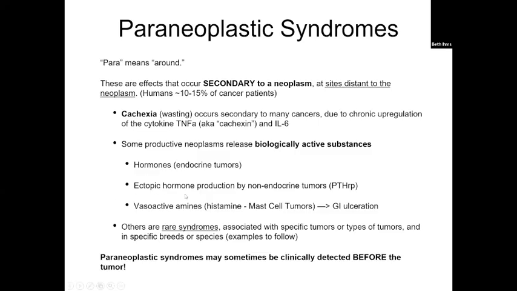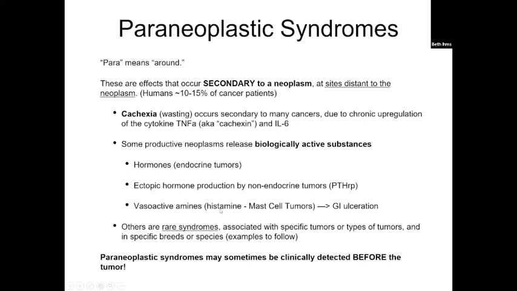You can also get ectopic hormone produced by tumors that do not normally produce hormones, meaning the cell type of origin is not an endocrine cell. This is called PTHrp or parathyroid hormone related protein. It's basically a mimic of parathyroid hormone, and it causes the effects of parathyroid hormone excess in the body, which we'll talk about in a second.